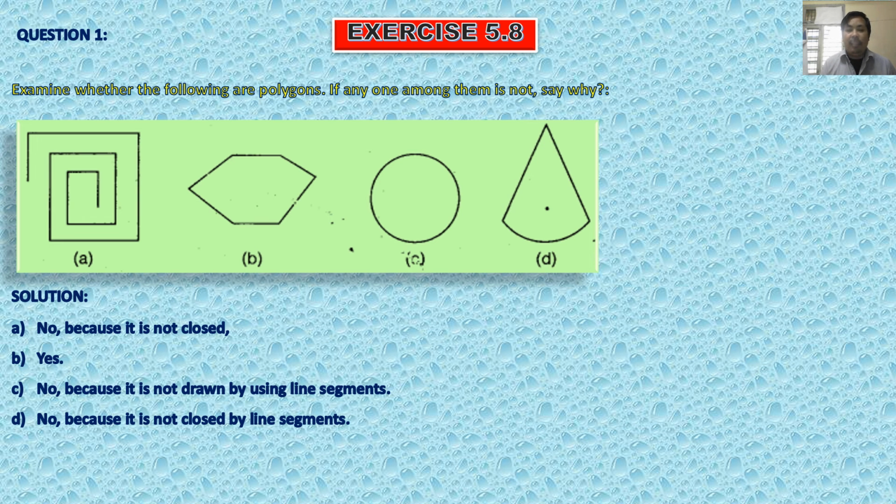Yes, you can find two line segments there, but what happened? It is not closed by another line segment. It is closed by a curve only. So this is not a polygon. Okay, so these are the results and answers for question number one of exercise 5.8, and we have the next question. So let us see the next question.